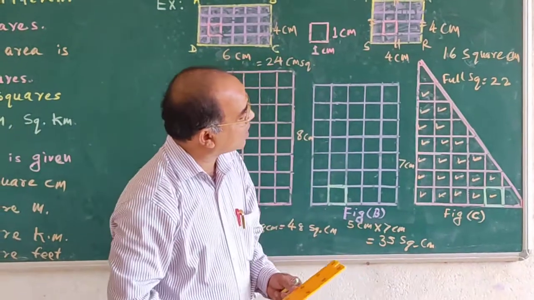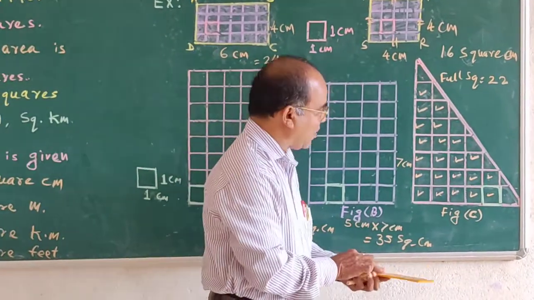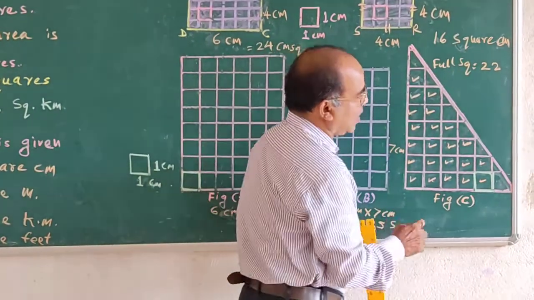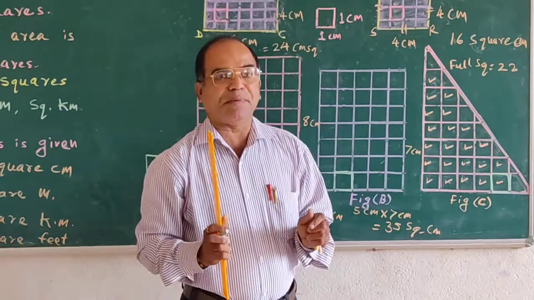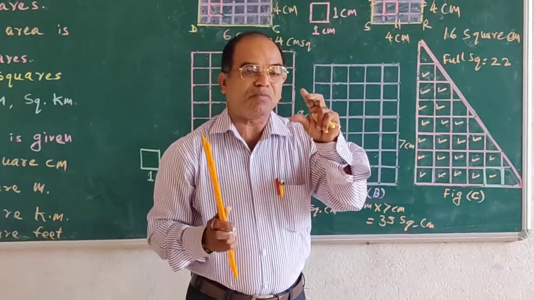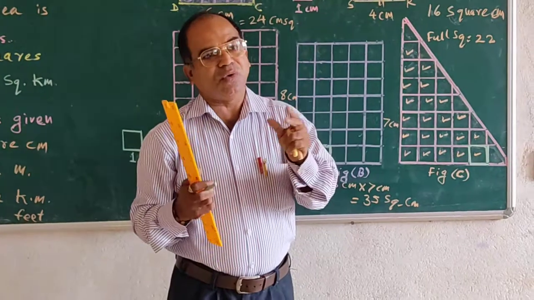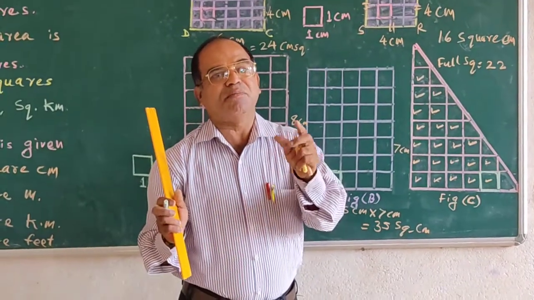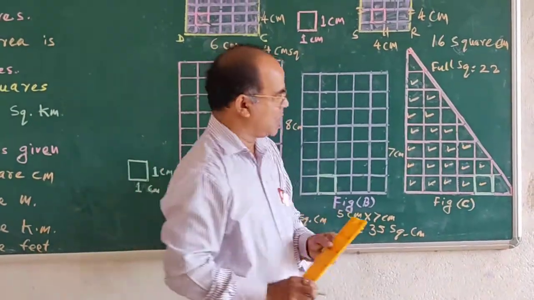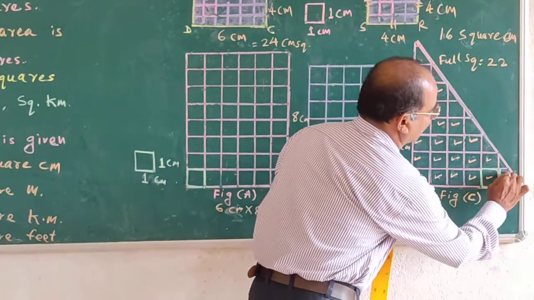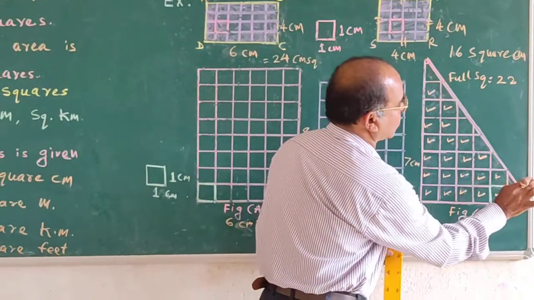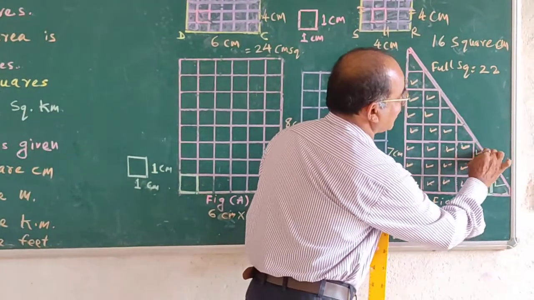Now let's count the half squares. You mark the half squares. And while counting the half squares, you have to keep in mind, you have to count half and more than half. You have to leave the less than half. So you can see this is more than half. This is less than half. So we don't count this here. This we have to count.